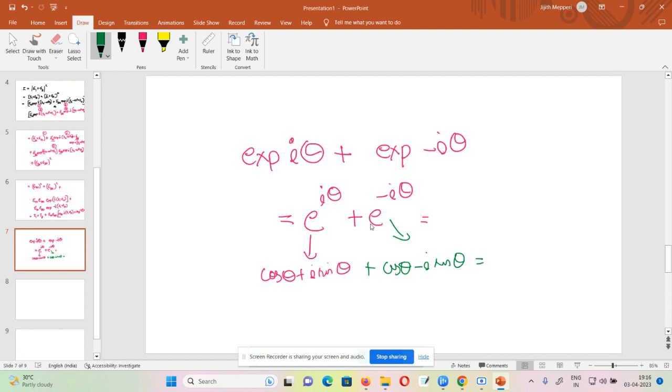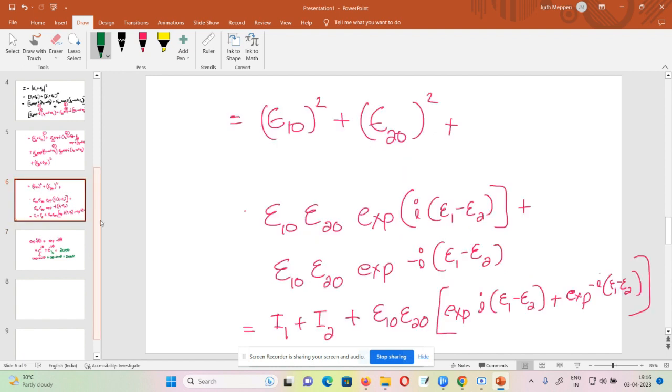Only the term which does not cancel will be your cos theta term. So you will get a 2 cos theta. So e raised to i theta plus e raised to minus i theta will be 2 cos theta. So now you look at your expression: exponential i into epsilon 1 minus epsilon 2 plus exponential minus i into epsilon 1 minus epsilon 2. So what you will get?